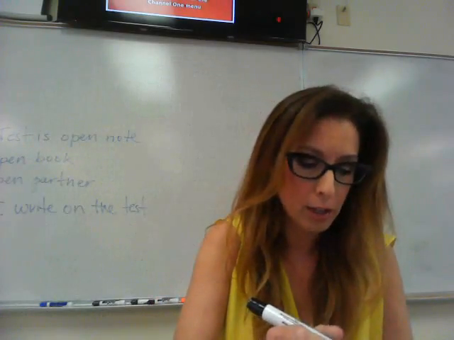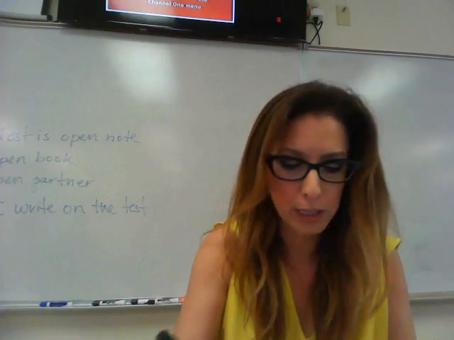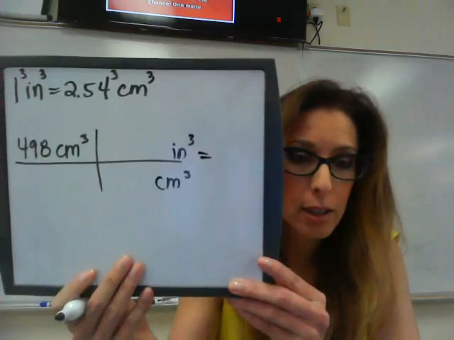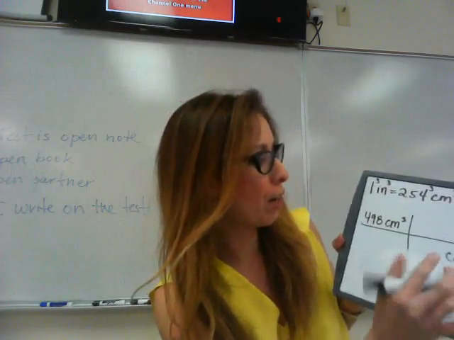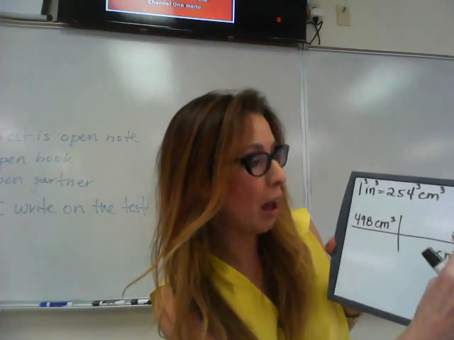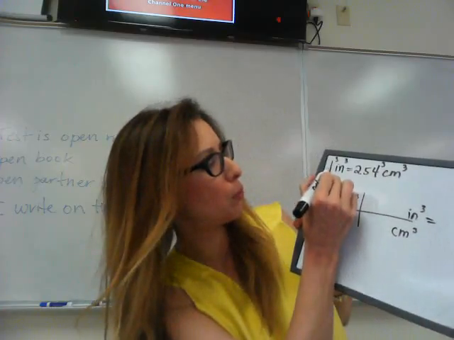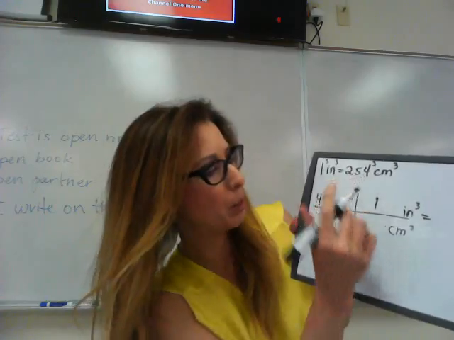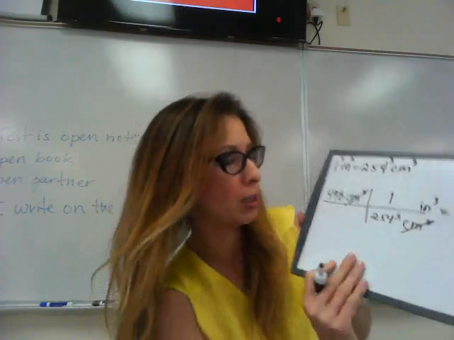So here I've got 498 centimeters cubed, and I'm converting it to inches cubed. So the setup is going to be the same as it always has been, just like this. I'm using the unit equation, 1 inch equals 2.54 centimeters, but since these units happen to be cubed, I had to cube everything. So that's why I'm going to put the number 1 next to the inches cubed, because 1 cubed is just 1. Then I'm going to put the 2.54 cubed down here next to the centimeters cubed, and those are going to cancel.